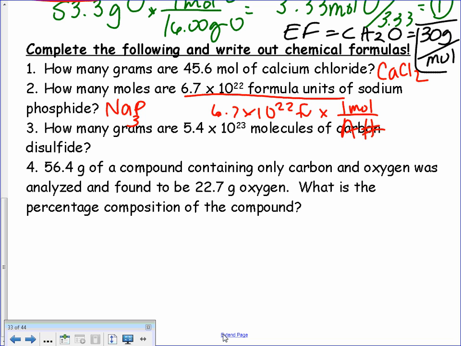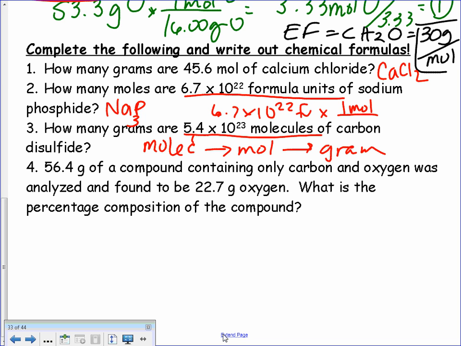Now, we have a third one. Think about this one. Who's got me here? Melanie. And how do you know that? Okay, so you know we're starting with the molecules. So we're starting with molecules, going to moles with Avogadro's number, and then, okay, good. So then we're going to grams.